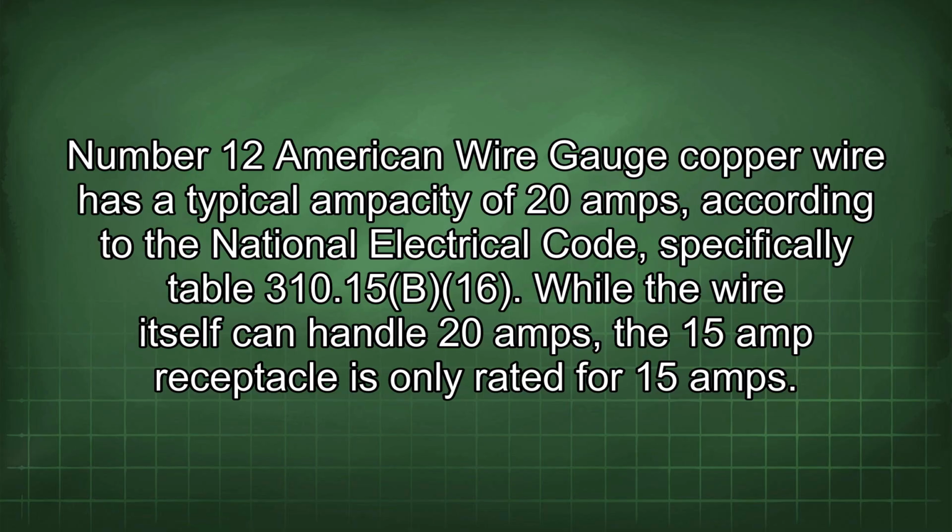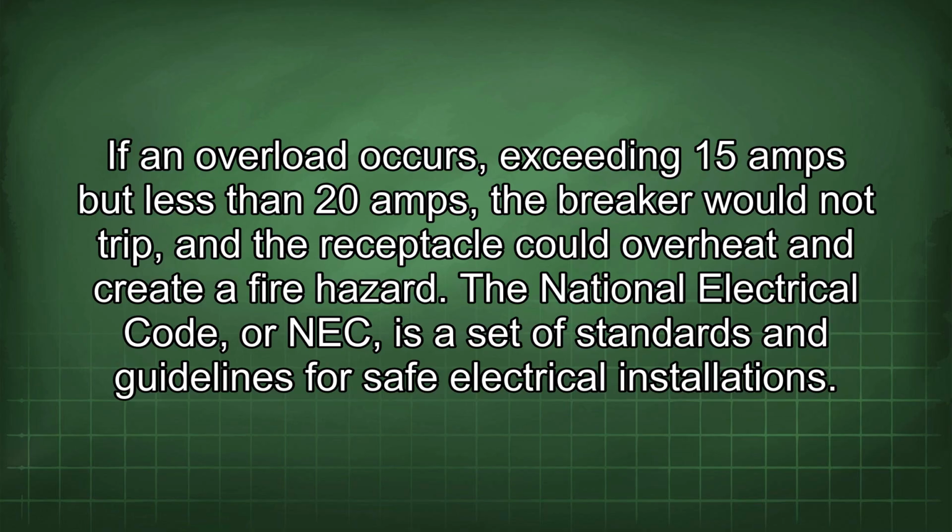National Electrical Code, specifically Table 310.15(B)(16). While the wire itself can handle 20 amps, the 15 amp receptacle is only rated for 15 amps. If an overload occurs, exceeding 15 amps but less than 20 amps, the breaker would not trip, and the receptacle could overheat and create a fire hazard.